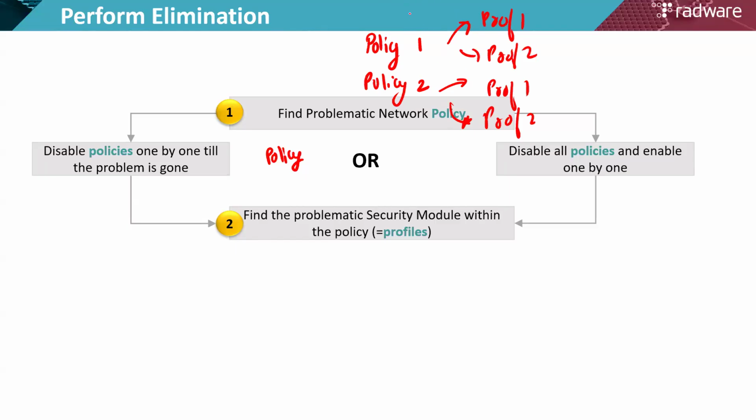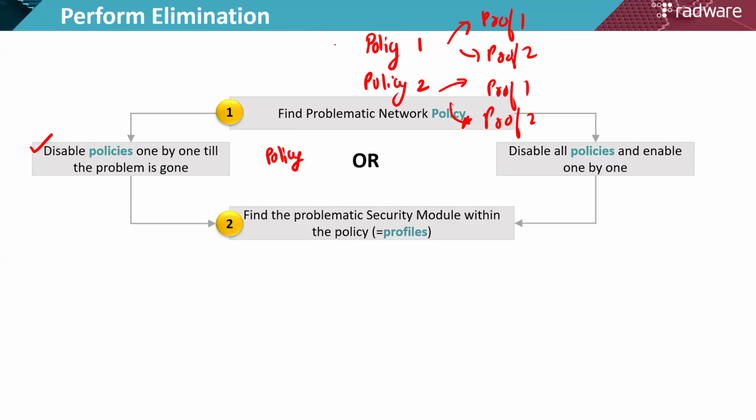It is not working properly, let's suppose. So there are two approaches. Disable policies one by one. So we will disable both the policies, or let's suppose one by one, right? So we'll disable this policy. We see that the problem is gone now. So now we can identify that this particular policy might be the one which was causing the issue.